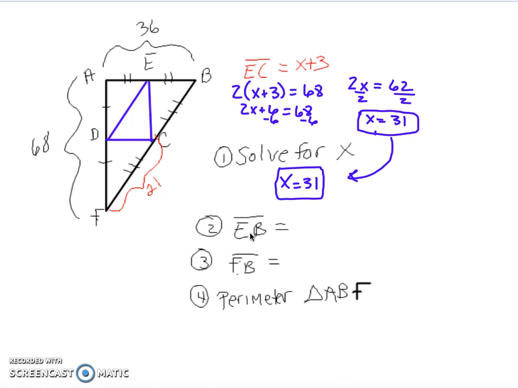AB, you can see up here, AB is marked equal to 36. And AE, segment AE, has to be congruent to segment EB. So I can take half of 36, which gives me 18.